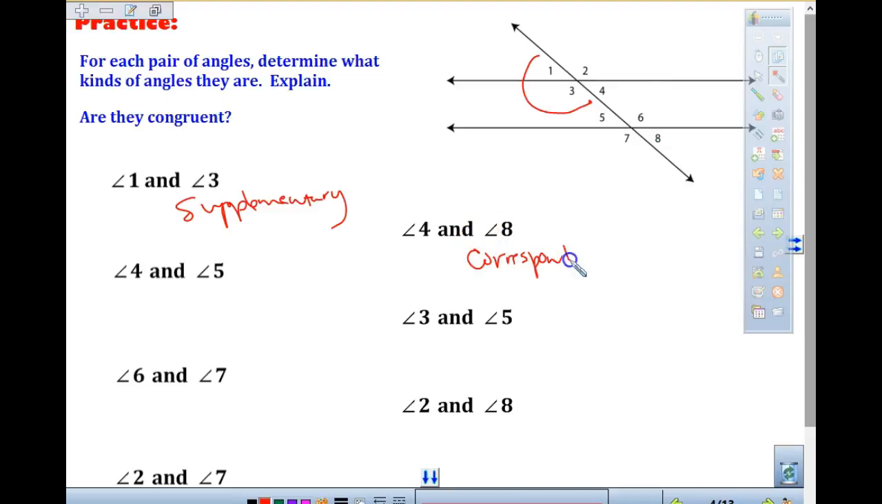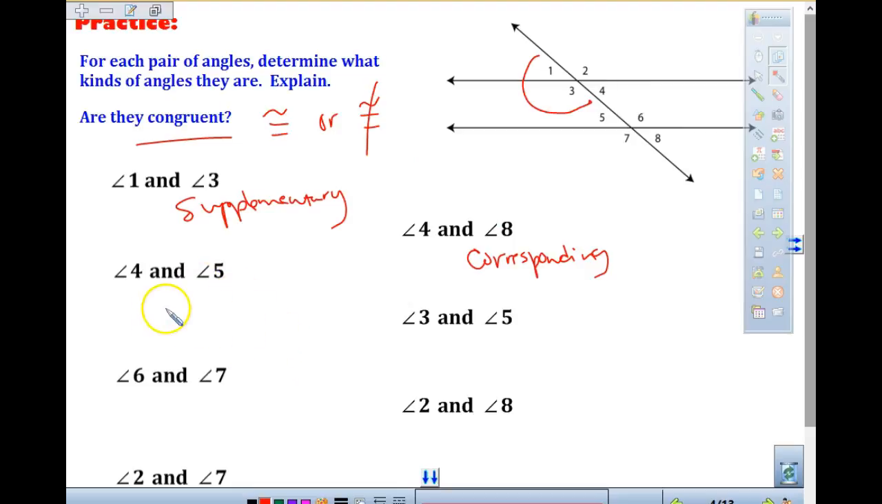Be ready to check with your shoulder partner the second part. Are they congruent or not? The symbol you're going to put for congruent is this. Congruent. Or you can write this with the line through it, right? That'd be not congruent. Okay? So, 4 and 5.